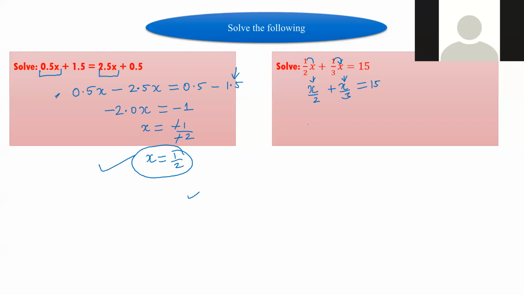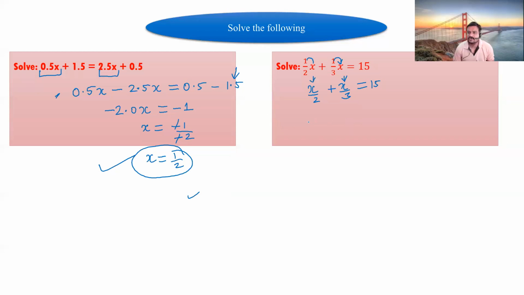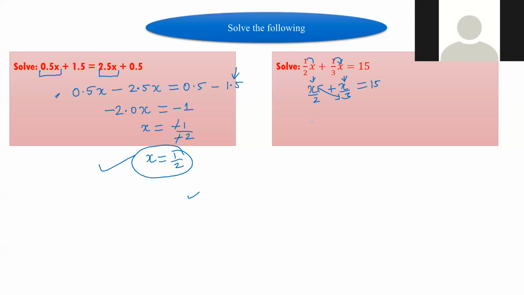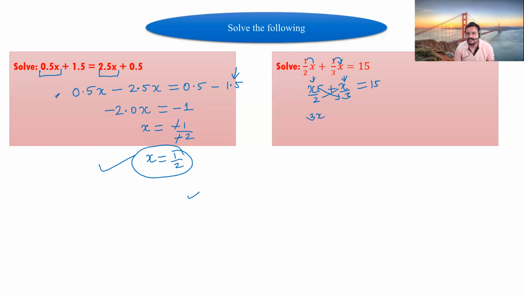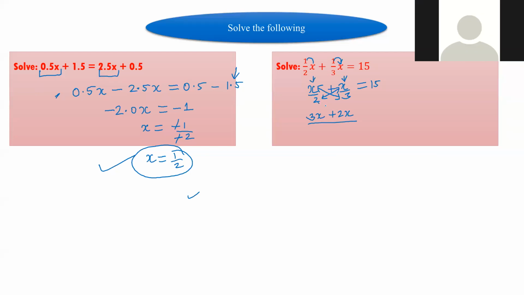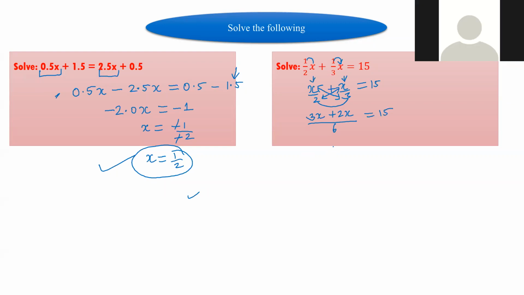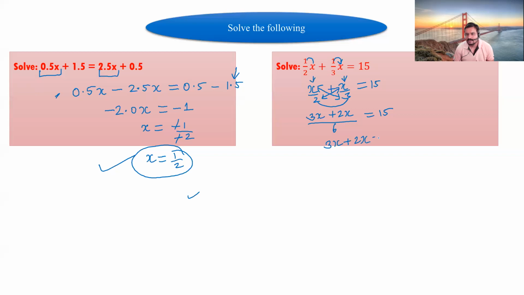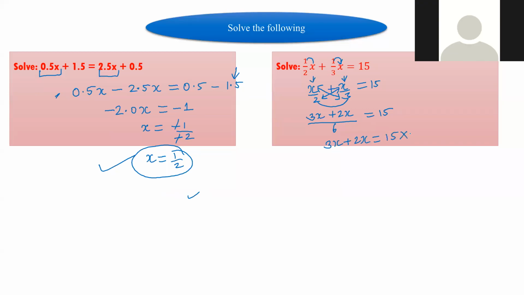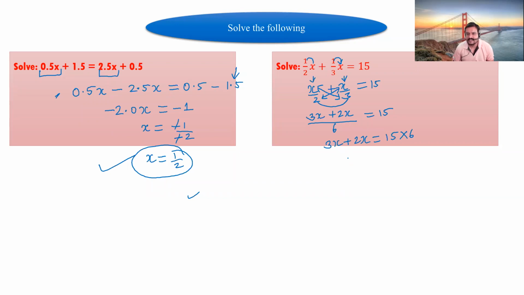Sir, we'll take LCM. Sir, I think cross multiplication is the better option. So 3 को x के साथ मल्टीप्लाई करो, 3x. ये 2 को ये वाले x के साथ मल्टीप्लाई करो, ये हो जाएगा plus 2x. और answer डिनोमिनेटर में आएगा 2 3 is 6, which is equal to 15. So sir, we will shift 6 to the RHS by multiplying. 3x plus 2x is equal to 15 into 6. Correct.